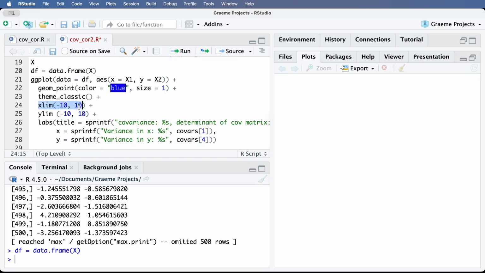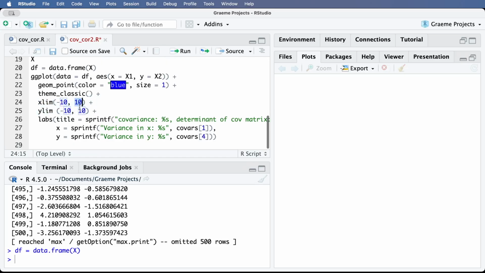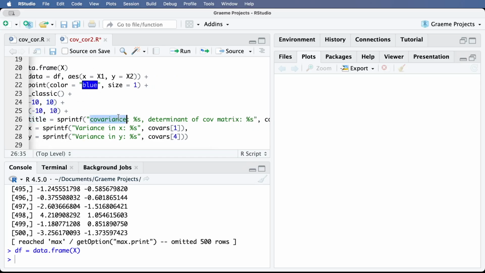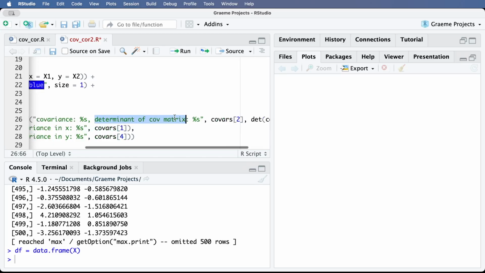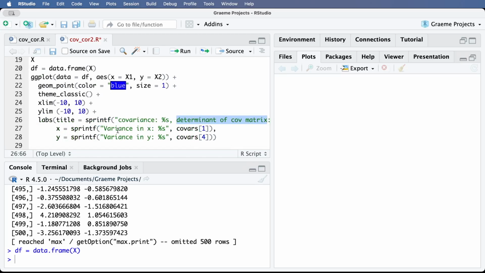And then we can also specify limits, right? So for each axis, we can say it'll span from -10 to +10. Then we can also specify labels, right? So for our title, we're going to want the covariance and the determinant of our covariance matrix, which I'll talk about shortly. And then we can also call in the variance in x and variance in y for each of those axes as well. The sprintf function here is just a formatted string function. So this %s here is where this will go, right? So if we have covars 1, that's going to be the first entry in our covariance matrix, and it'll go where this %s is here.